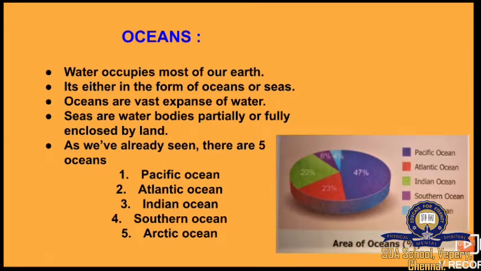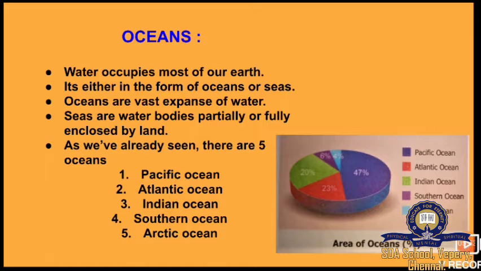So as you see in the picture, the Pacific Ocean is the largest ocean. As we saw in our last class, it is the largest ocean. So you see in the picture, right? They almost occupy 47% of the area, and the Atlantic Ocean occupies 23%, followed by the Indian Ocean 20%, and then the Southern Ocean 6%, and the Arctic Ocean just 4%. So they are called as the smallest ocean.